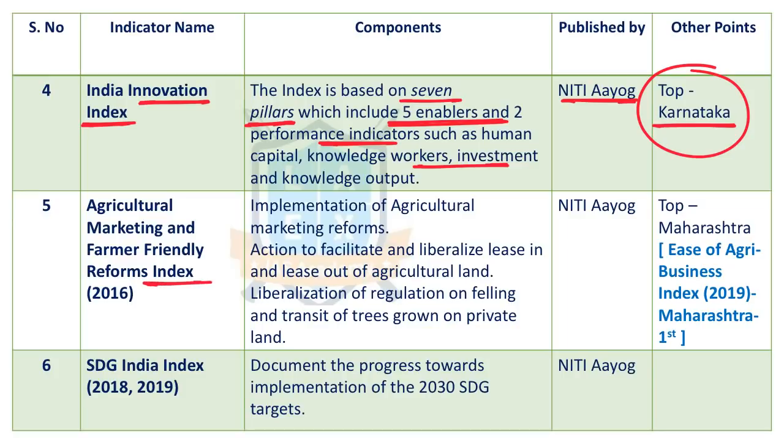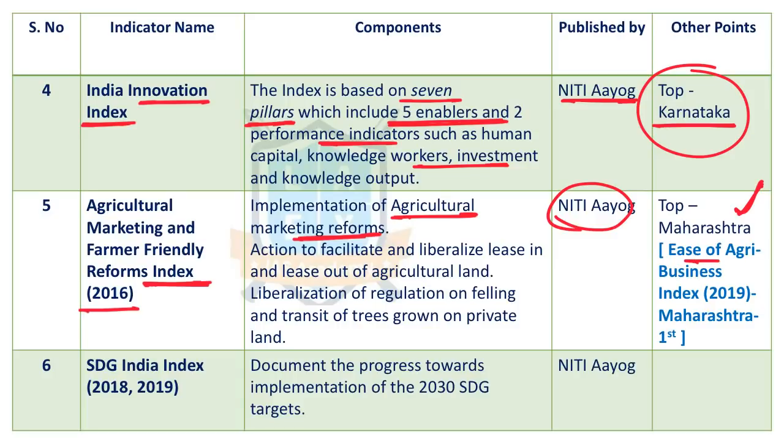Agricultural Marketing and Farmer Friendly Reforms Index. This was released in 2016, after that not updated. This is on implementation of agricultural marketing reforms. This was released by the Niti Aayog. It said that Maharashtra is performing well.